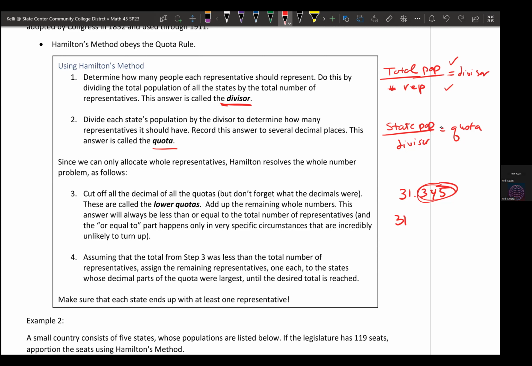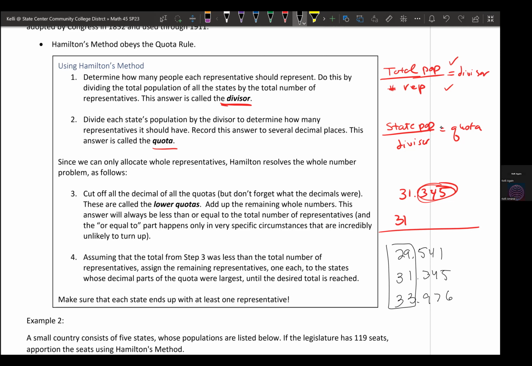So what you're going to do is start assigning representatives to the states whose decimal parts of the quota were largest, right? So what does that mean? Say you only had 3 states, and say their quotas were 29.541, 31.345, and another one was 33.976. So the lower quotas are 29, 31, and 33.